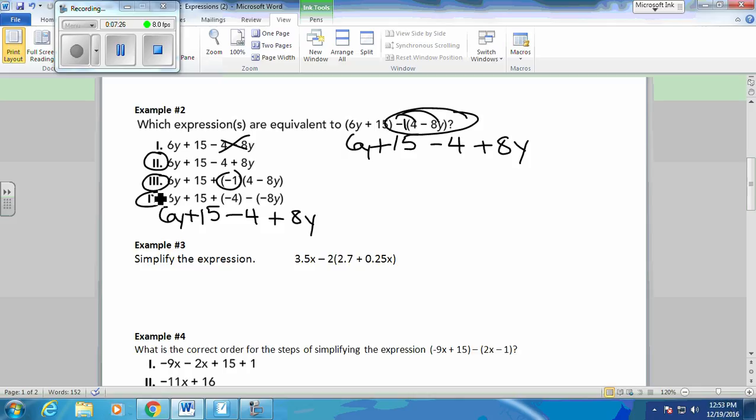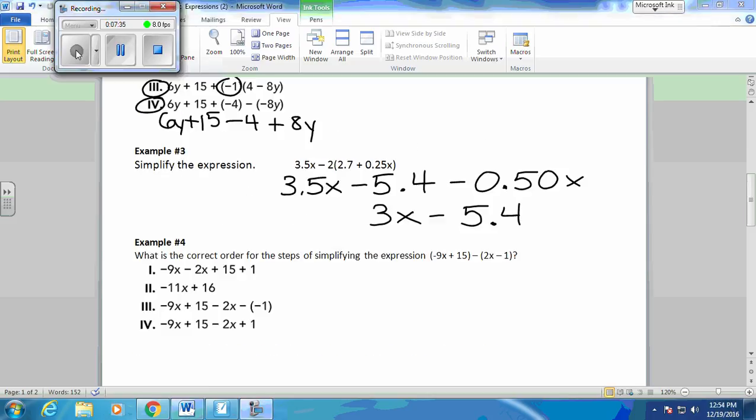It is asking you to simplify, so you will be using the distributive property and simplifying. You are allowed to use a calculator if you would like to. Okay, so the first thing that I did was distribute this negative 2 to each term inside the parentheses. I then rewrote my statement as 3 5/10 x minus 5 4/10 minus 50 hundredths x. If you wanted to leave that 0 off, that would be fine. Then my like terms were the 3 5/10 and the minus 50 hundredths x, which will leave me with positive 3x and then minus 5 4/10. Again, that is your final answer. You had 2 different terms to start, so you should have 2 different terms at the end.